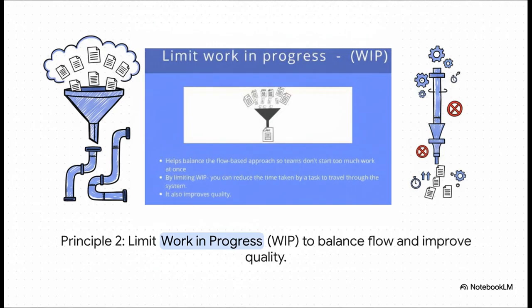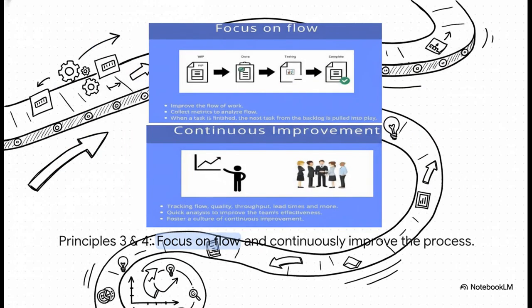By limiting WIP, you're creating a smooth, fast flow. It forces the team to finish work, not just start more work. And that improves both speed and quality. And that leads right into the third principle, focus on the flow. The goal isn't just to be busy. It's to get work moving smoothly from to-do to done.